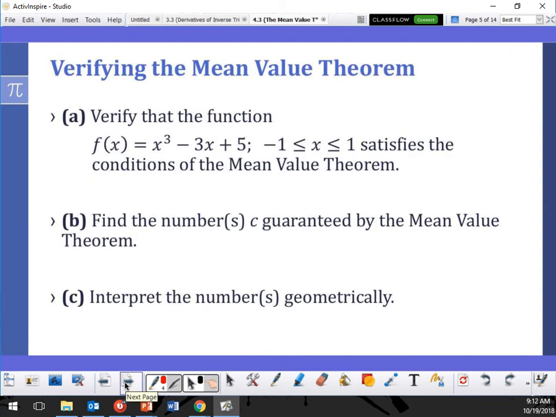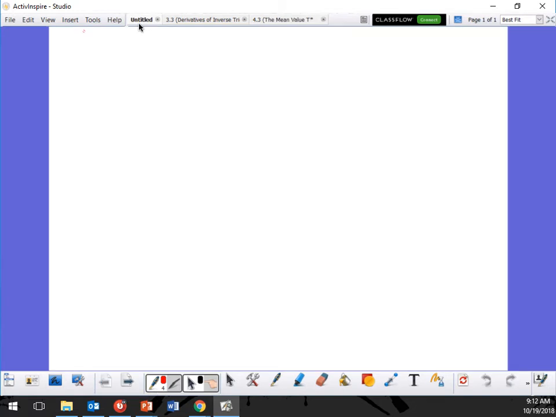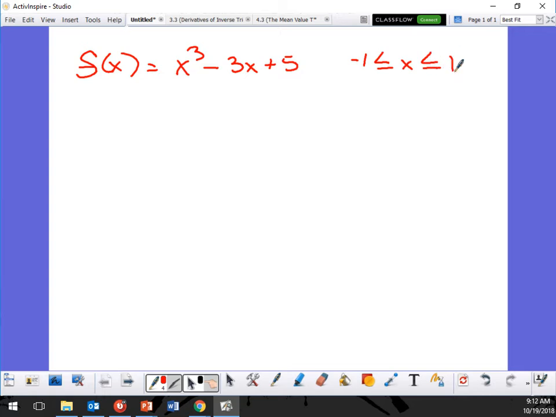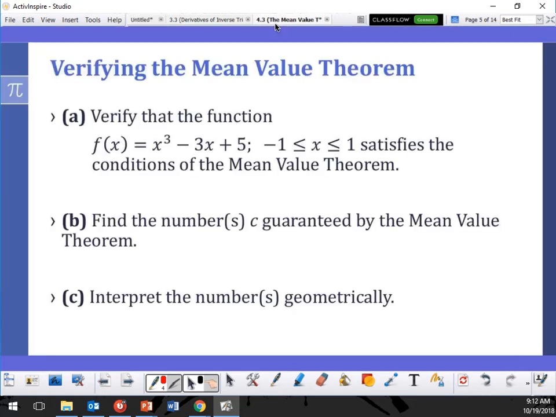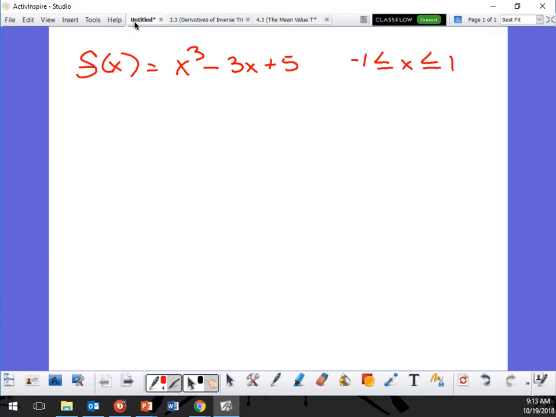All right, so I need another page on this one. All right, so x cubed minus 3x plus 5. All right, f of x equals x cubed minus 3x, and my interval is from -1 to 1. Let me make sure I wrote it right. Verify the conditions of the mean value theorem, find the number c guaranteed by the mean value theorem, interpret the numbers geometrically. All right, so let's take a look.